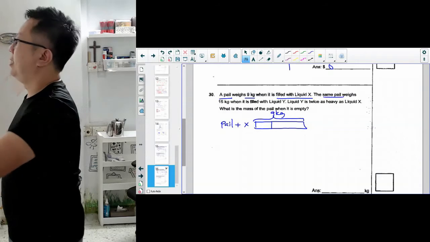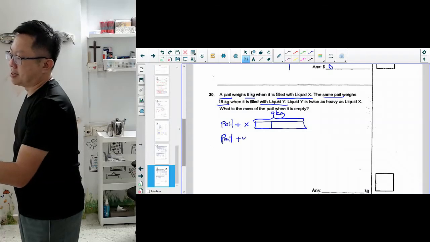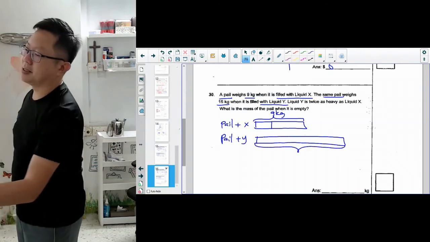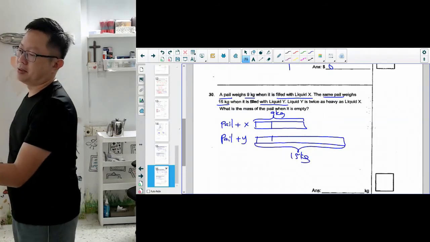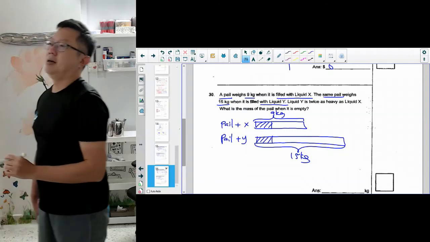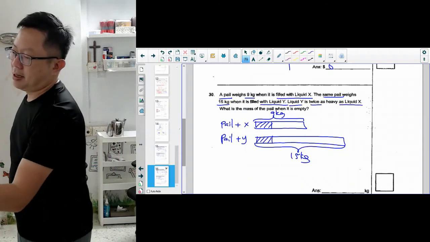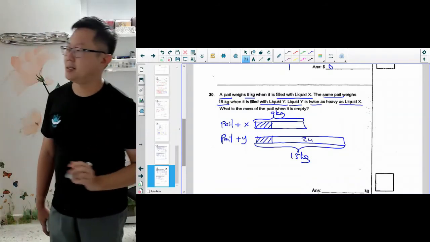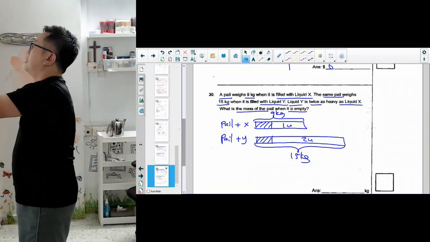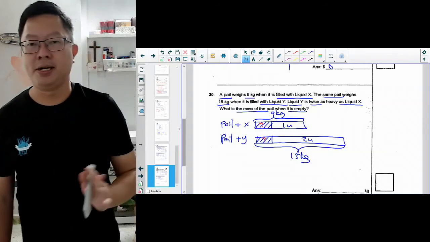And the same pail weighs 15 kg when it's filled with liquid Y. So same pail, but this time there's liquid Y inside, and the rectangle is much longer because the total mass is bigger. But it's still the same pail, so you cut the same box in front. This is the same box, which is the same pail. And liquid Y is twice as heavy as liquid X. So over here, I can call it 2 times or 2 units, and liquid X will be 1 time, 1 unit. So what is the mass of the pail when it's empty? So where do I put the question mark? The question mark is over here. And that's the model. That's called a container and contents model.